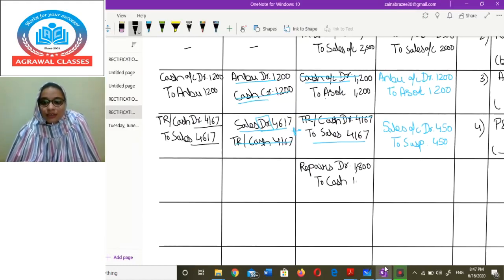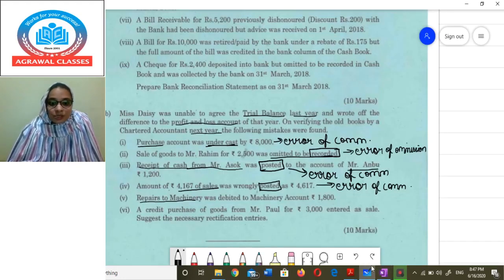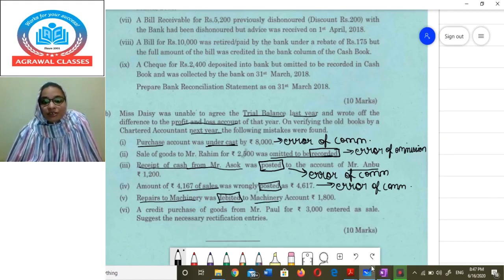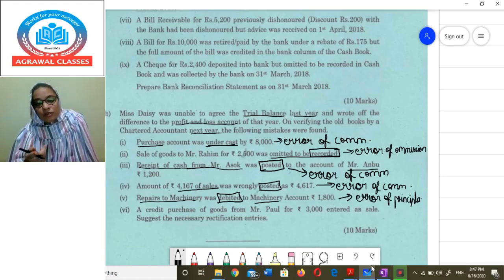ये होना चाहिए था. And what's the error? It has been debited to, again see, this is a posting mistake, कि हम repairs को debit करने के बदले हमने machinery account को debit कर दिया. Which type of error this becomes? This is an error of principle. This theory of what type of errors is important from CA Foundation point of view.